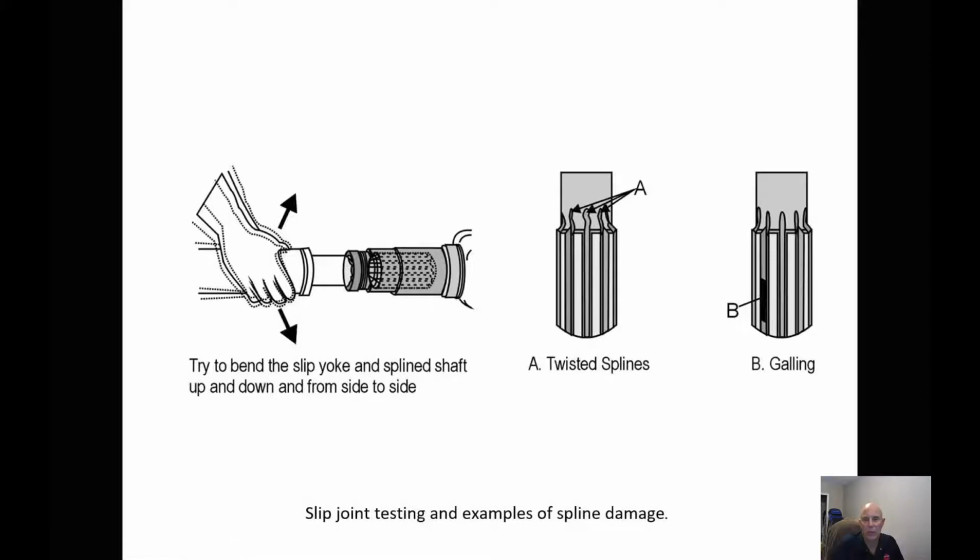So a lot of the stuff we look at are visual checks. Again, if it's out of phase, is it out of phase because the splines are twisted, or is it out of phase because someone has assembled it wrong? So we want to take a look at all of these visually. We're going to move it up and down to see how much play is in the slip yoke itself. Again, as that slip yoke starts to wear, our total indicated runout is going to increase.